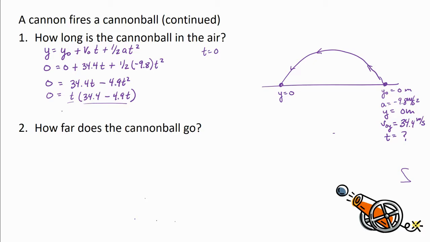or when 34.4 minus 4.9 t is equal to 0. So basically, 4.9 t equals 34.4, and t is equal to 7.02 seconds.